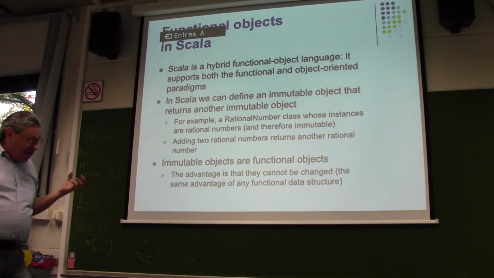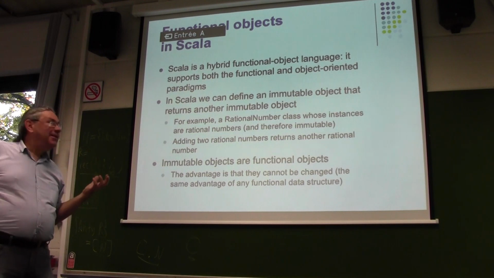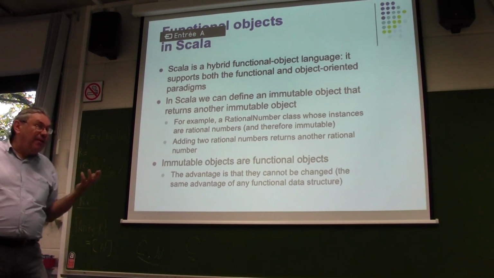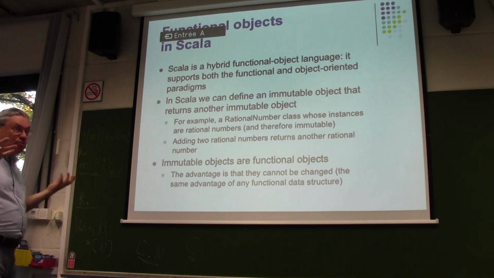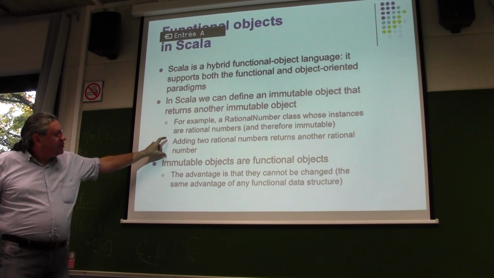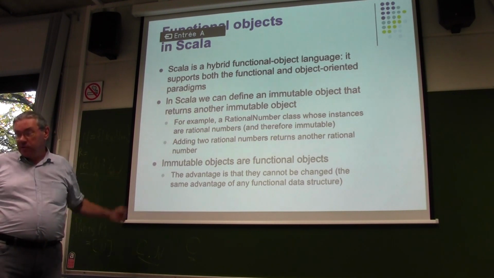So that's funny because it's like you're defining really new kinds of data types that are immutable, but they're still objects, okay?